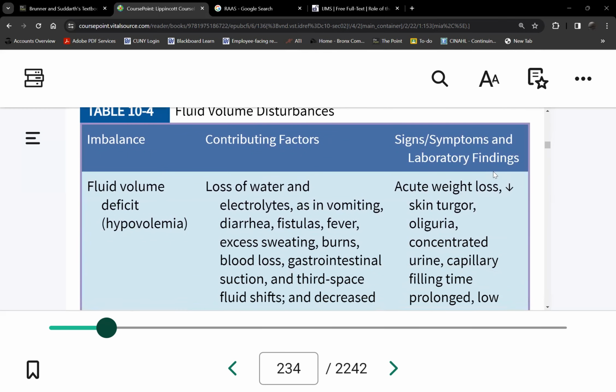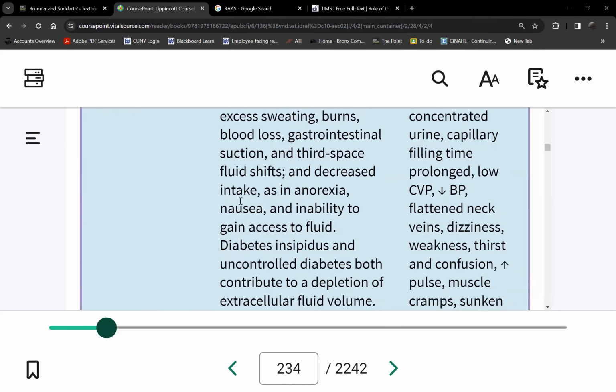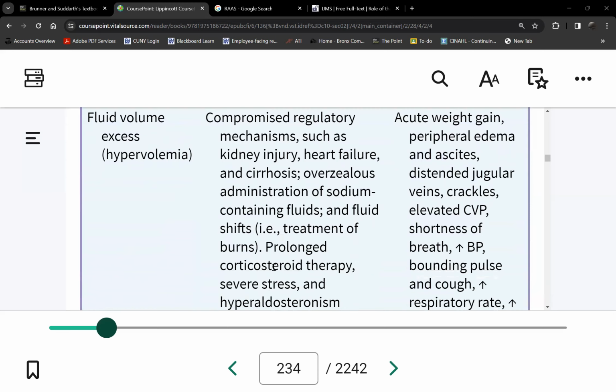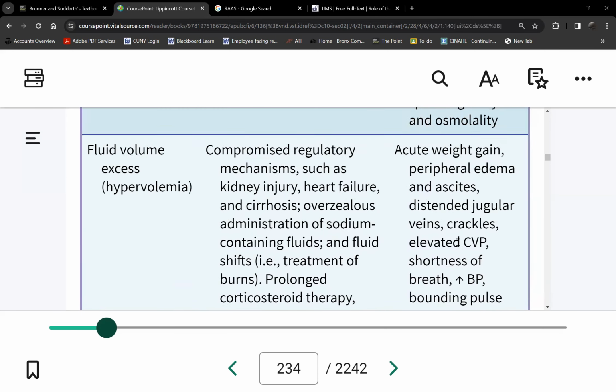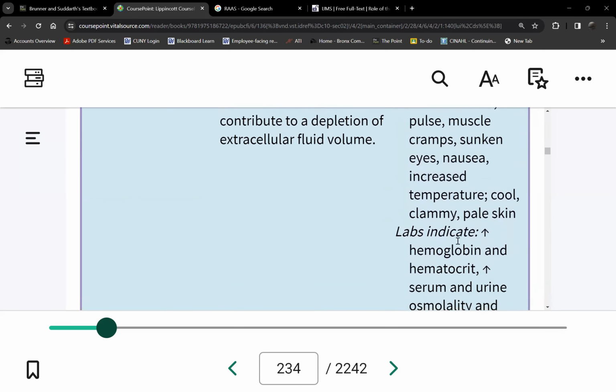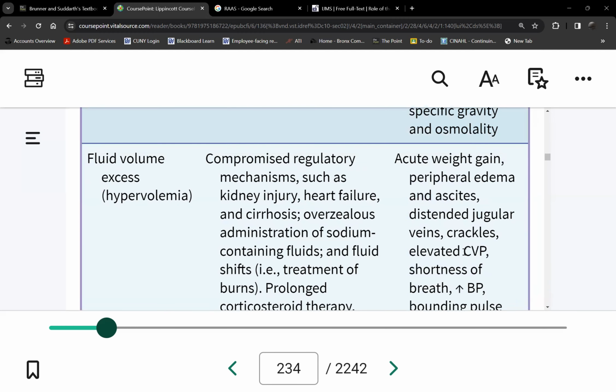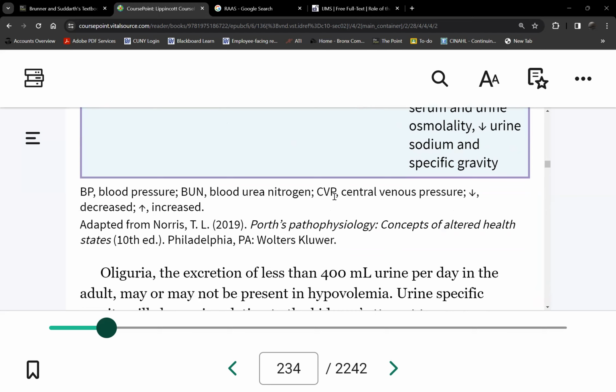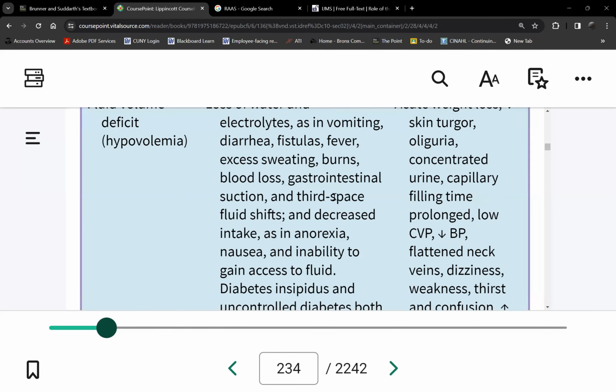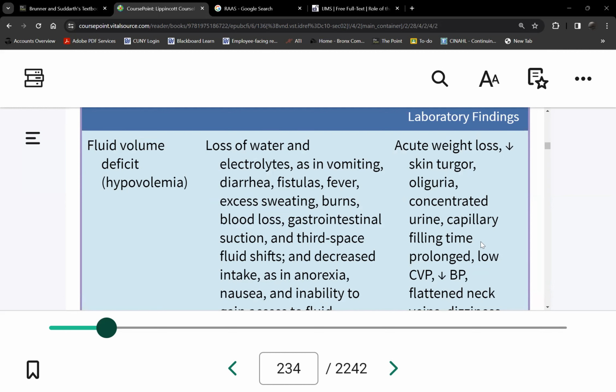So here are your signs and symptoms. We have table 10-4, one is for deficit, the other is for fluid overload, right? Right here, we will discuss CVP later when we get to heart failure. I'll discuss this briefly. What does central venous pressure mean? So table 10-4. But of course, it'll be more specific, okay?